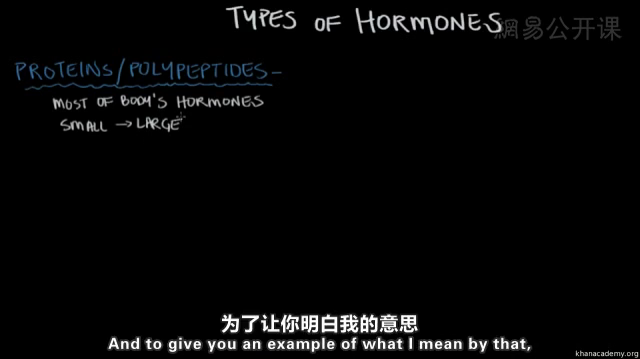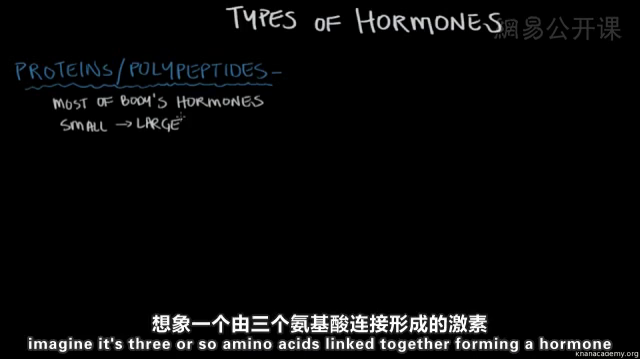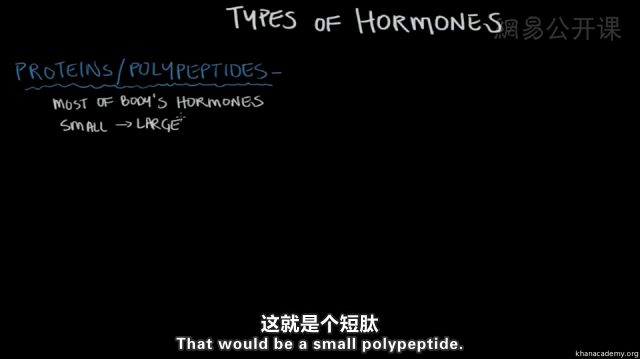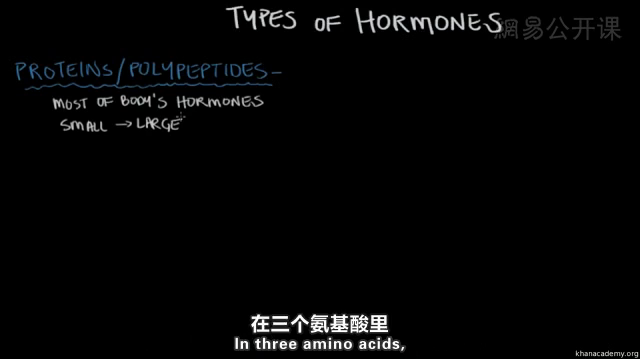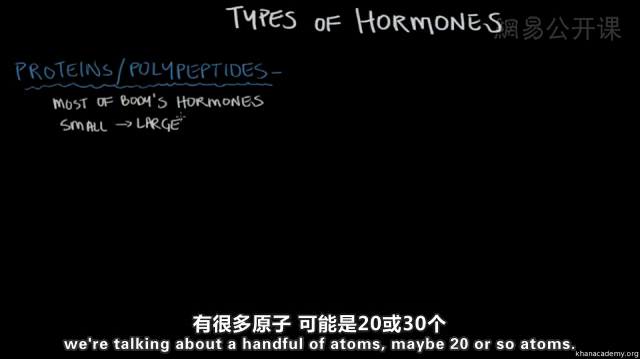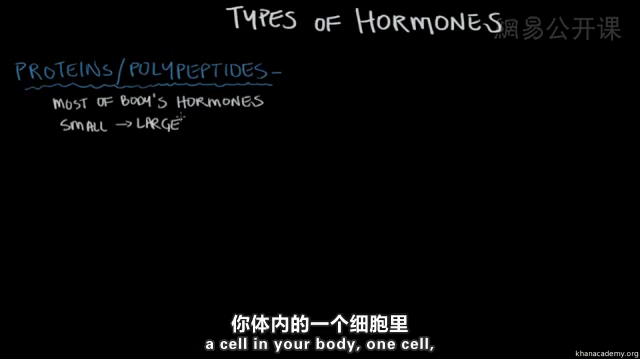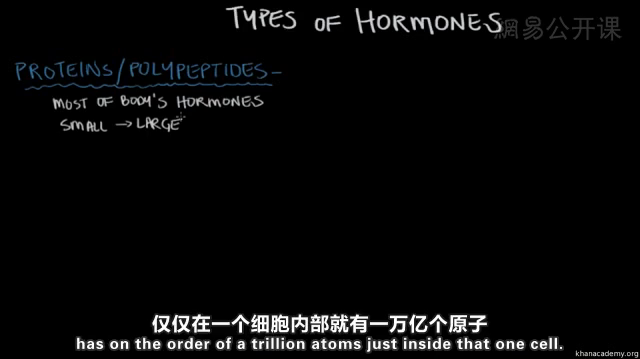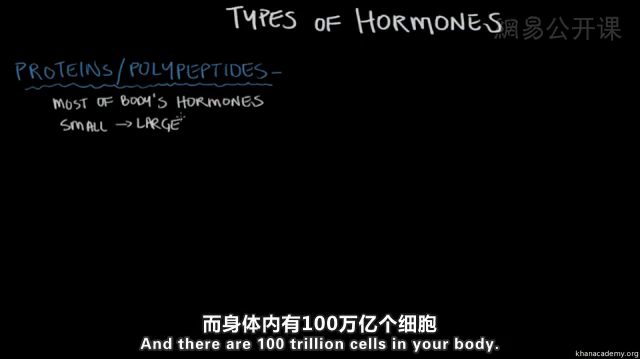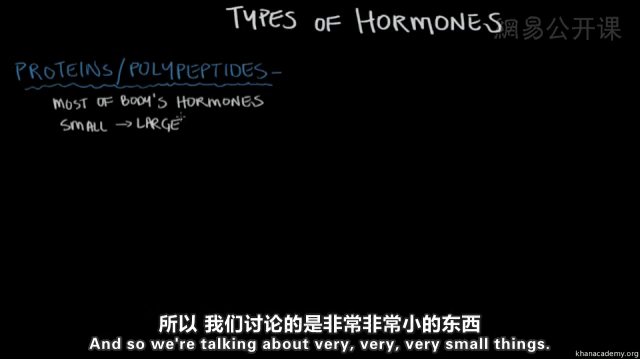And to give you an example of what I mean by that, imagine 3 or so amino acids linked together forming a hormone. That would be a small polypeptide. And with 3 amino acids, we're talking about a handful of atoms, maybe 20 or so atoms. And just as a frame of reference, a cell in your body, one cell, has on the order of 1 trillion atoms just inside that one cell, and there are 100 trillion cells in your body.